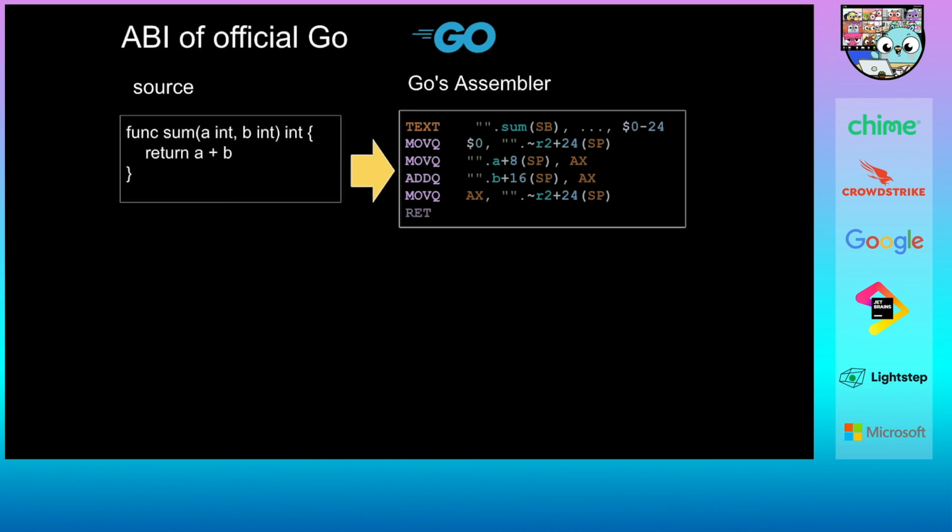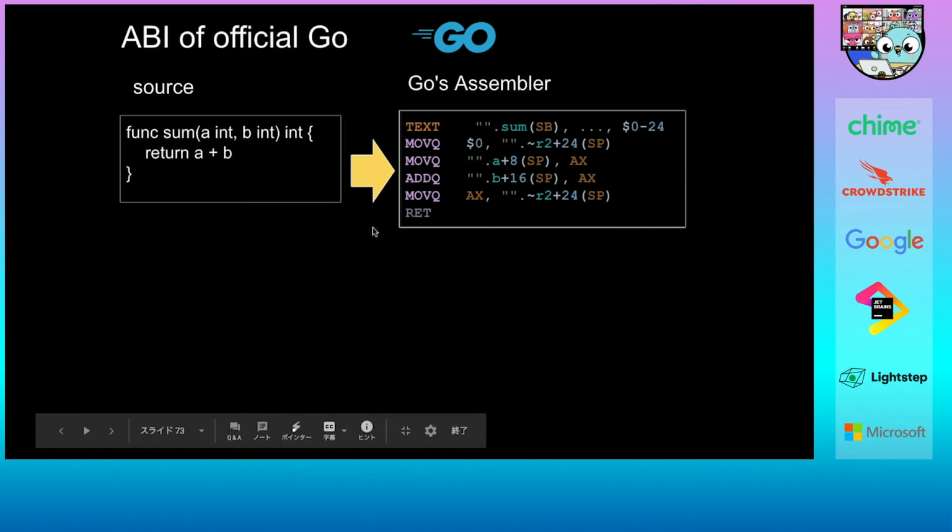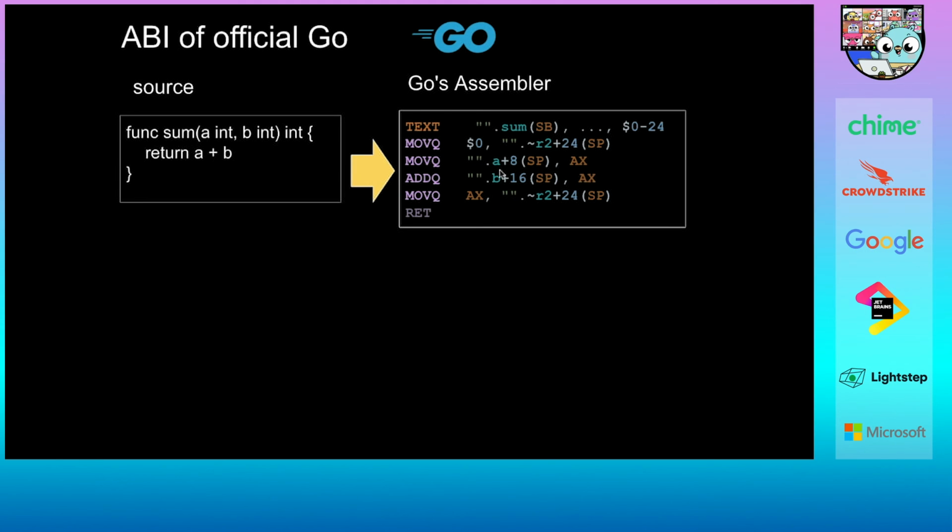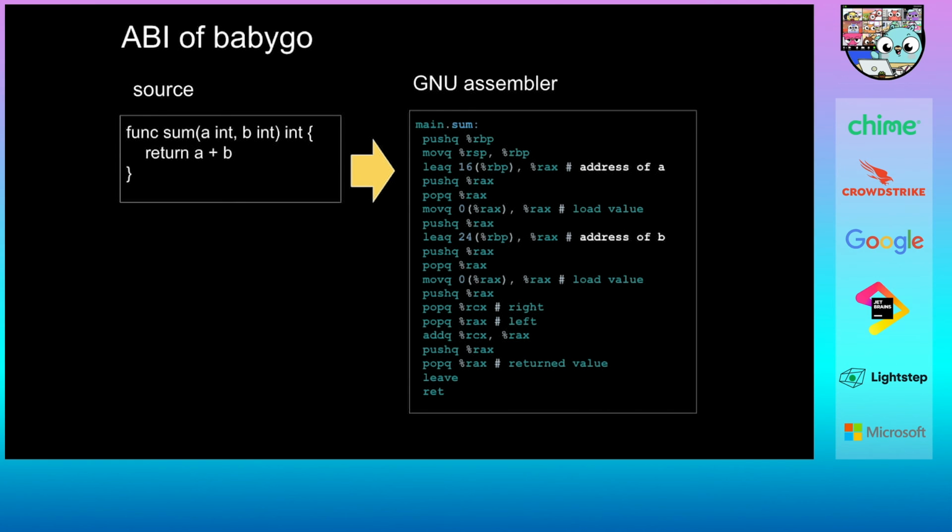As for the ABI, I mimicked the official Go's ABI partially. In this example, parameter A is located at the +8 position of the stack pointer, and parameter B is located at the +16 position of the stack pointer. This is the ABI of babygo. Seemingly, the assembly code looks very different, but the memory layout of parameter A and parameter B are very similar to that of the official Go.